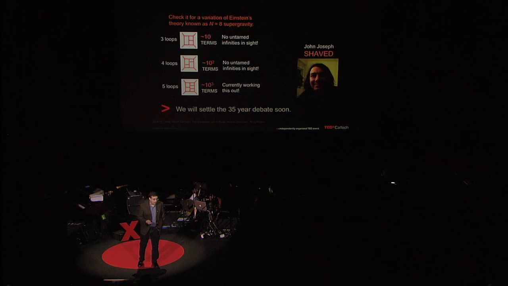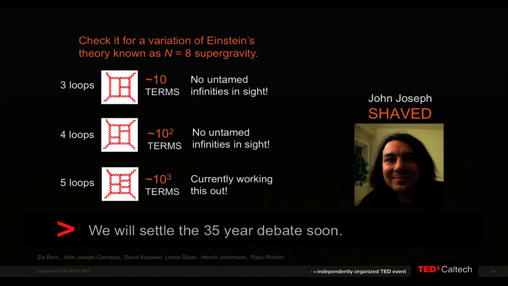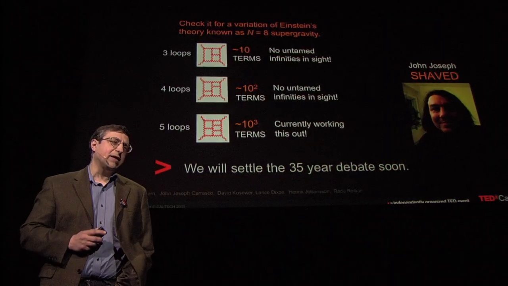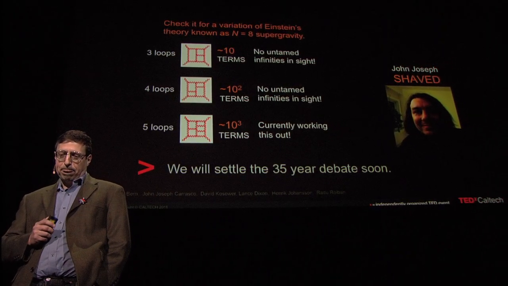And in fact, we've done the calculation at three and four loops. So we know what the answer is. The answer is there are no untamed infinities in sight at three or four loops. We are currently in the midst of doing five loops, which we believe is the key to everything. Once we do the five-loop calculation, we think we're going to unlock the problem. Unfortunately, I can't tell you what the answer is because we haven't finished the calculation. But one thing I'm really sure of, and that's that we will settle this 35-year debate.